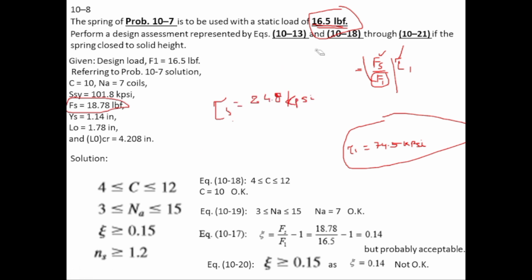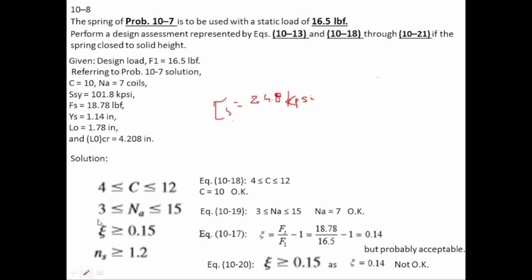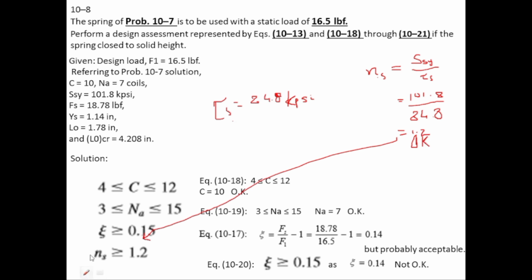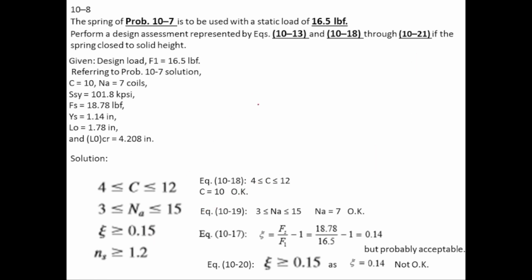Now let's find the factor of safety based on the stress produced in the solid spring. The factor of safety is equal to the torsional yield strength SSY divided by tau s. SSY is 101.8 kpsi and tau s is 84.8 kpsi, so the factor of safety, or n_s, is equal to 1.2. As the factor of safety should be equal to or greater than 1.2, our design up till now is okay. So if you force the spring to solid height, the spring will still be safe from failure. And if you see, this is L0 and this is L critical. As L0 is less than L critical, buckling would not occur. So the design is okay for us, and we can use this spring in many applications.